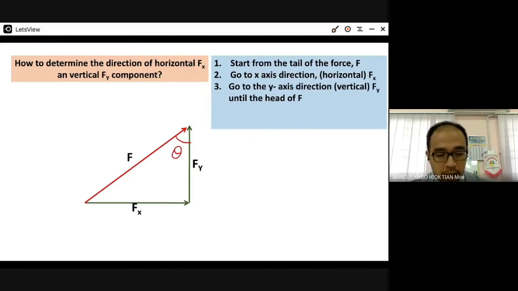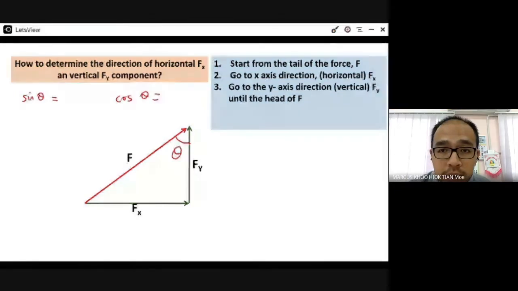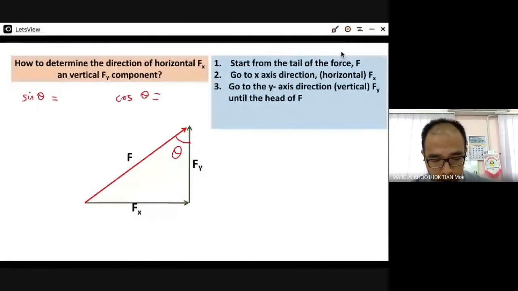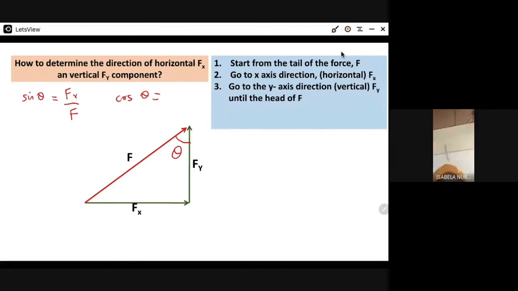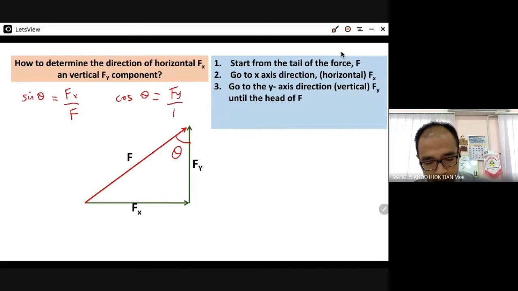Okay, so let's start from the same thing. Irdina, can you tell me what is sine theta? And Isabella, tell me what is cos theta. Fx over F. What did I ask Irdina to do? I asked Irdina to do sine theta. Fx over F, yeah. Okay, thank you. Isabella? Is Isabella there? Fy over F. Okay, Fy over F.